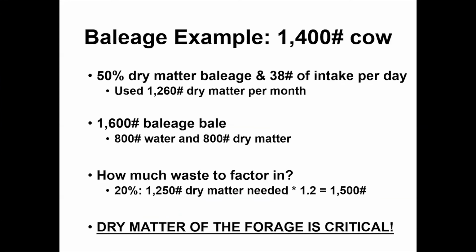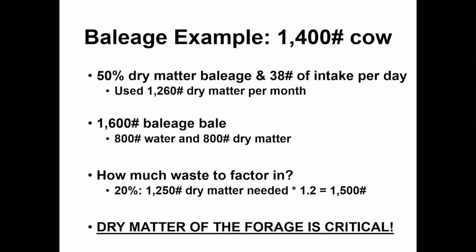Let's go through a baleage example with a 1,400 pound cow just so you can see how that might impact. Let's pull a couple numbers from previous slides. So we talked about 50% dry matter baleage. That's kind of the ideal. You might see it a little wetter, you might see it a little drier, but 50% is what we target. We're pulling that 38 pounds of intake from 3 slides ago where I was talking about the initial budgeting, where we had 1,260 pounds of dry matter per cow per month. So a 1,600 pound baleage bale, that's 800 pounds water, 800 pounds dry matter.